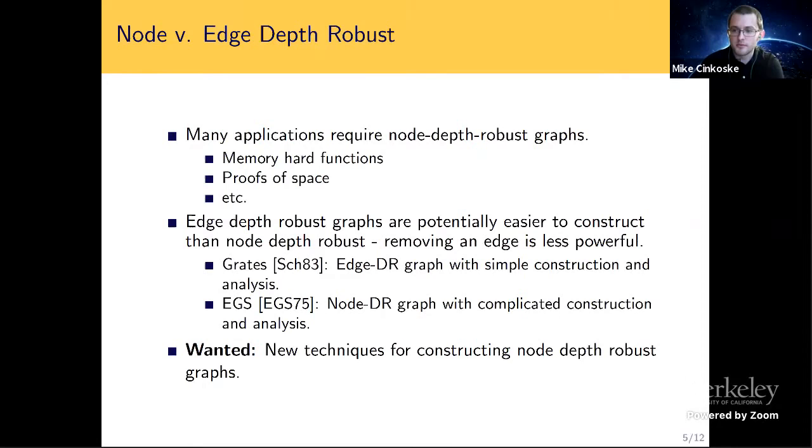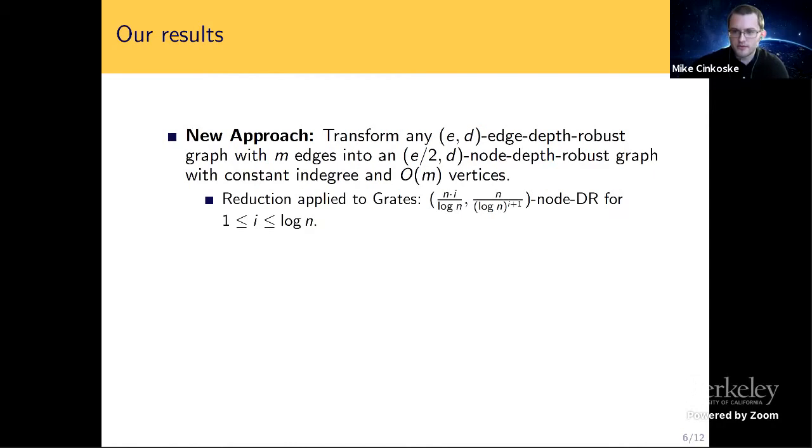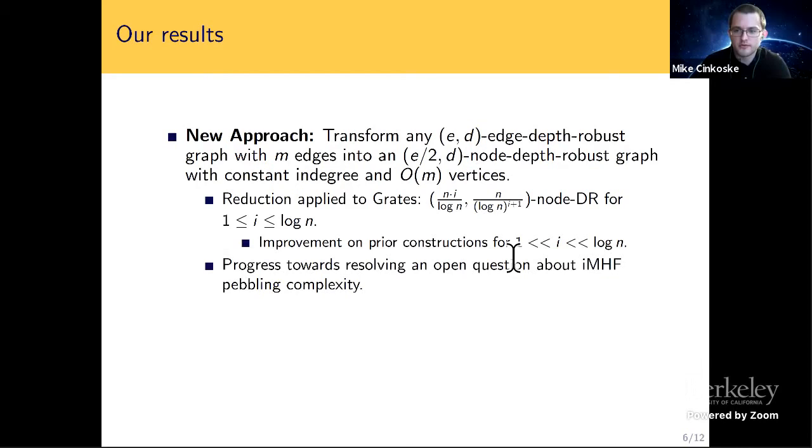Our main result is a transformation. We transform an (e,d)-edge depth robust graph that has m edges into an (e/2,d)-node depth robust graph that will have constant indegree and order m vertices. If we apply our transformation directly to Grates, we get a node depth robust graph that has these certain parameters. The exact ones aren't necessarily important, but what you should take away is that this is an improvement on prior constructions for intermediate d values. Additionally, this makes progress towards resolving an open problem about the pebbling complexity of data-independent memory hard functions.